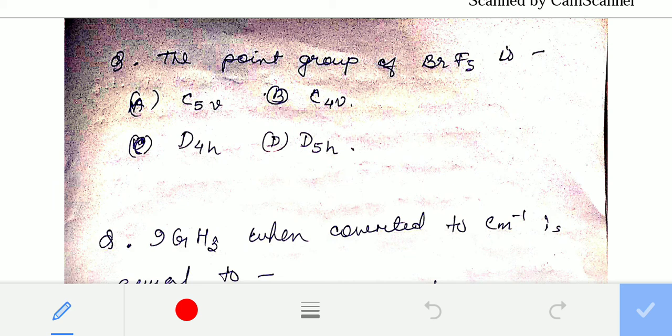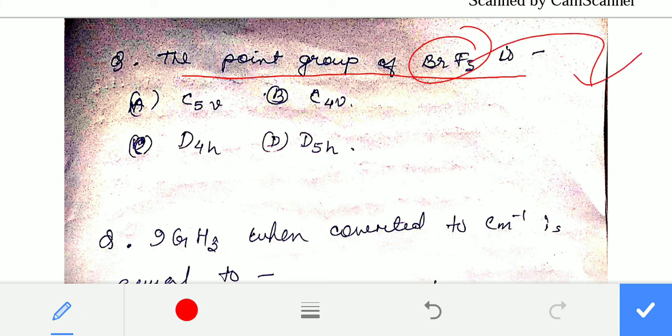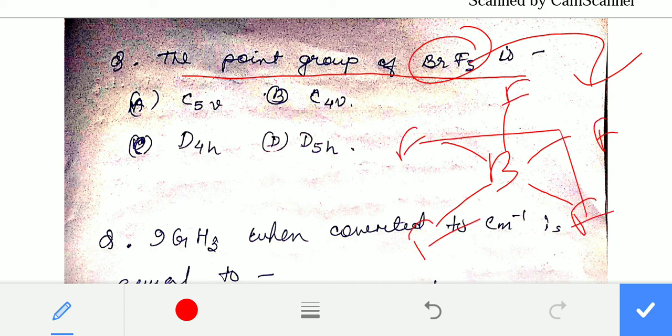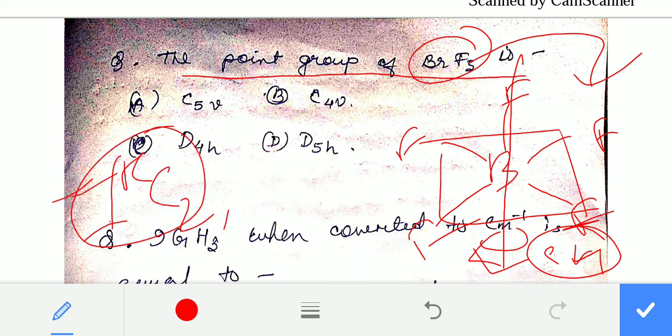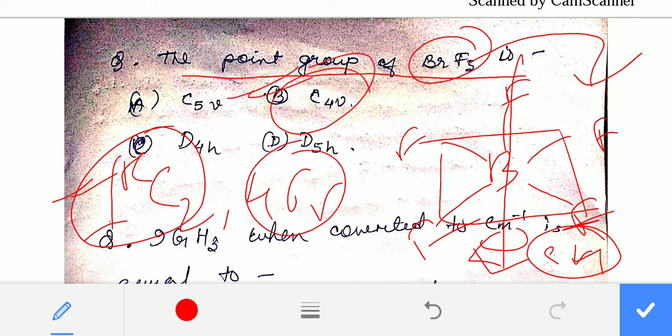This is a question from point group theory. The point group of BrF5, bromine pentafluoride. You should know the structure of bromine pentafluoride, which is a square pyramidal structure. Now as you can see, there is a C4 axis present here, and there is no perpendicular C2. And 4 sigma V are there, so its point group will be C4V, right? So we can conclude that its point group is C4V.